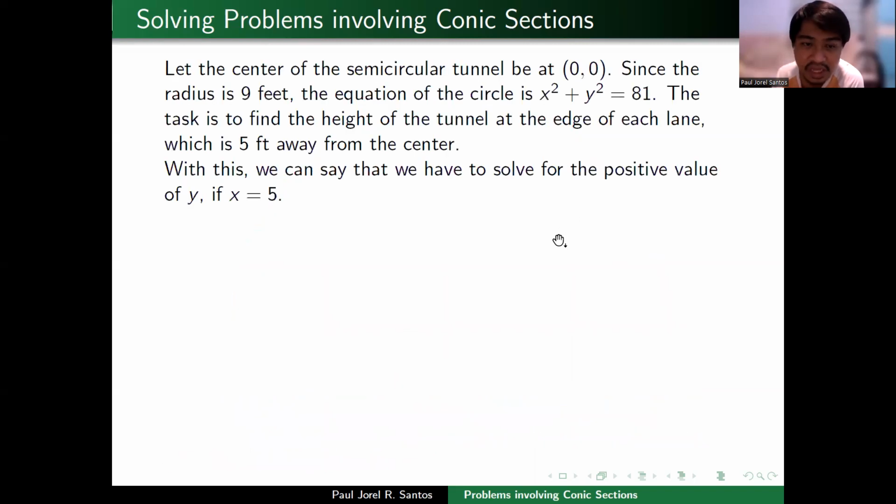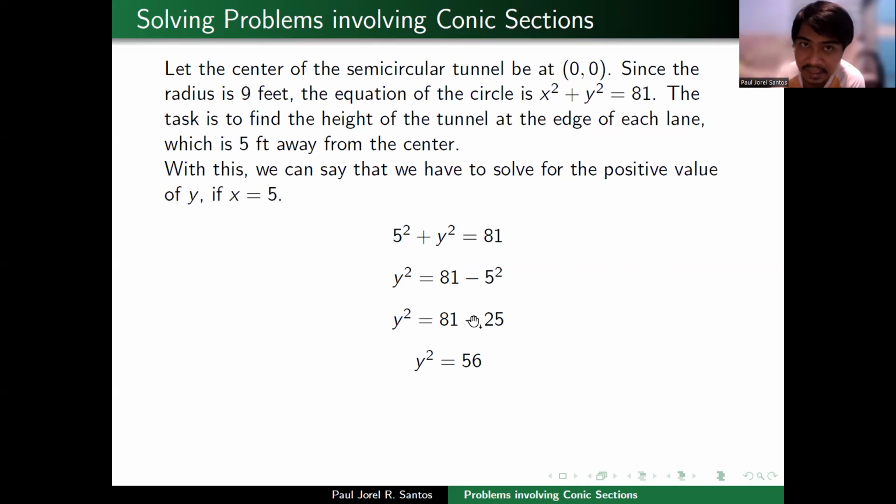Now, with this, we have to solve for the positive value of y if x is equal to 5. We already have this equation, x squared plus y squared equals 81. So, I just replace x here by 5 since the value of x is 5. By the addition property of equality, I subtract both sides by 5 squared. But actually, you can just simplify it first. Simplifying 5 squared will give us 25. And 81 minus 25 is 56.